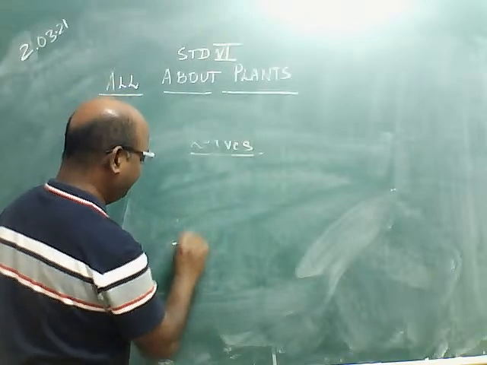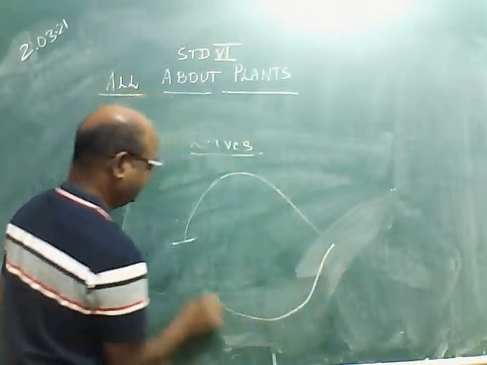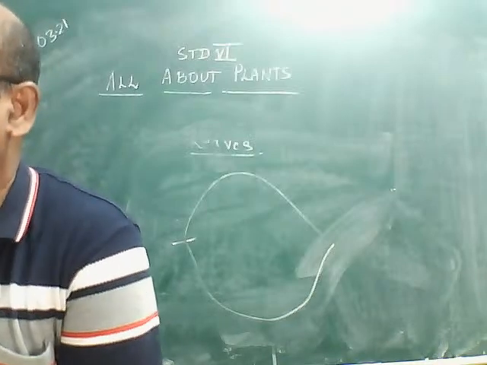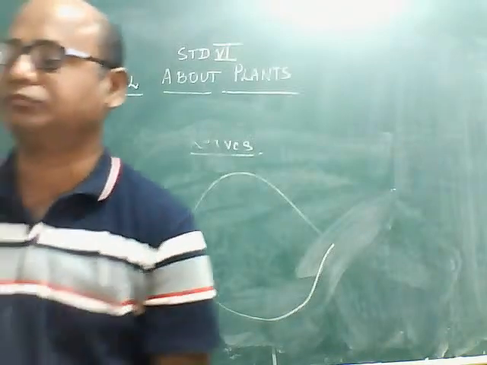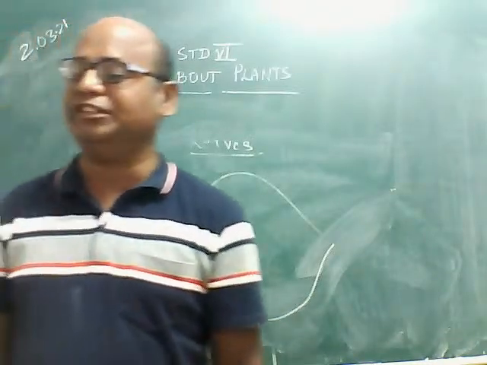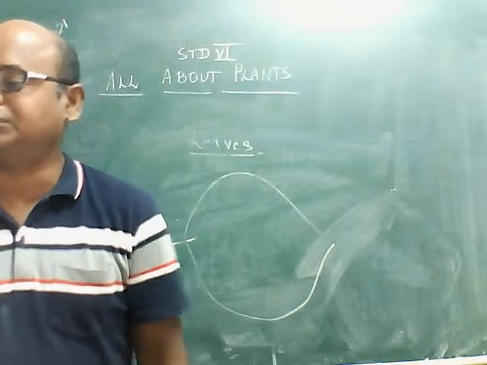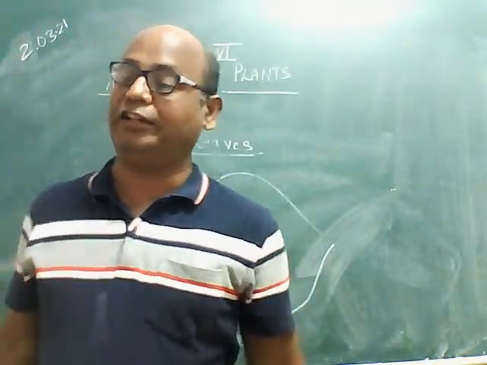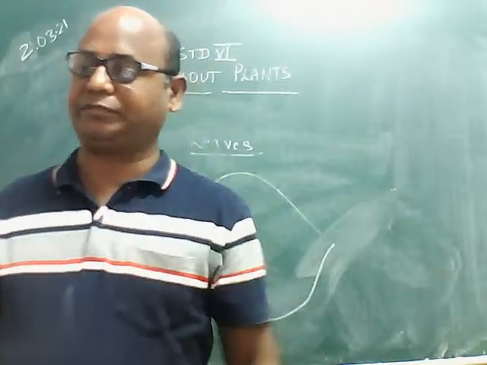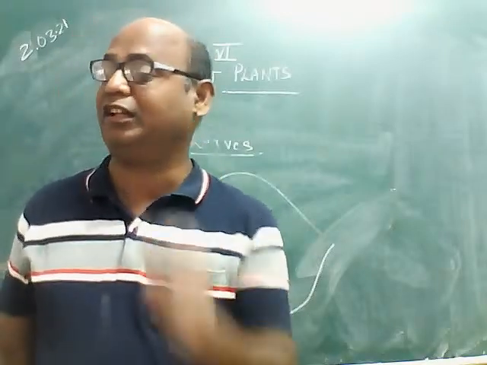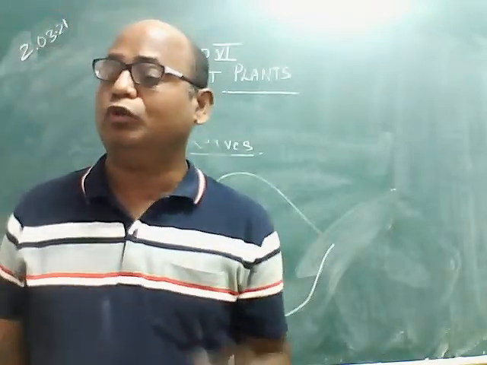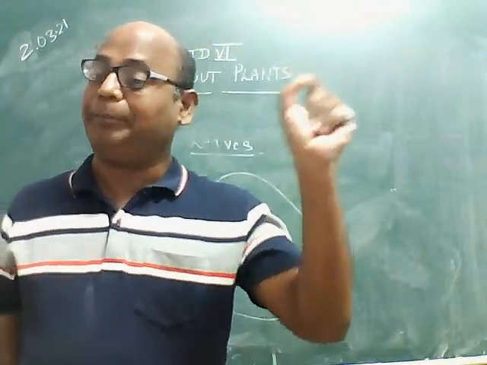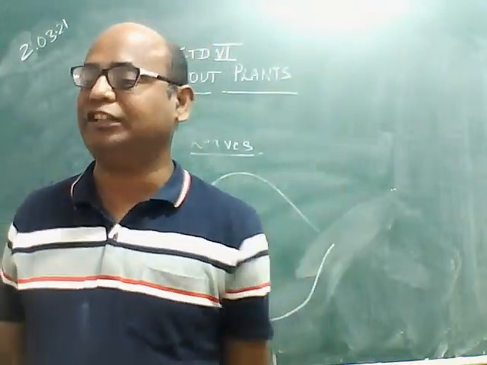Why are leaves green in color? Yes, write down the answer in the chat box. Yes, Janvi Bendakar has given a very correct answer. Chlorophyll, the green coloring matter. Coloring matter means pigment. Chlorophyll is trapping the sunlight.